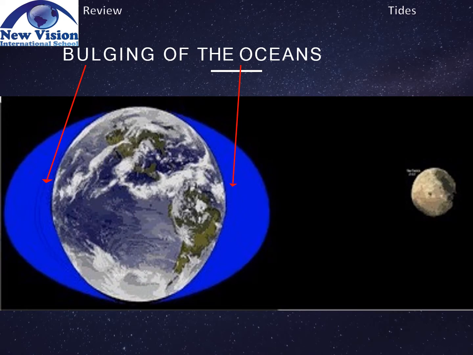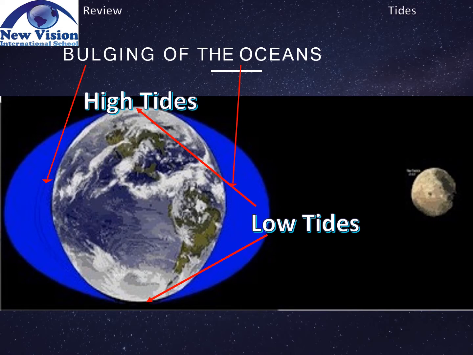The moon exerts a gravitational pull on the Earth that causes the oceans to rise and fall. The moon's gravitational pull causes the ocean to bulge. Each of these bulges causes a high tide, and at the same time, low tide occurs between two bulges.